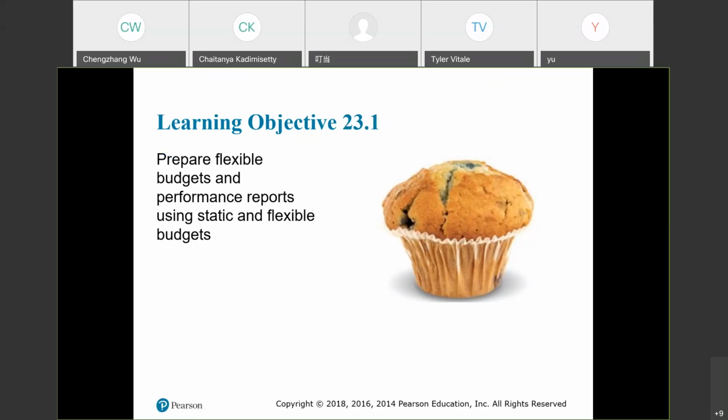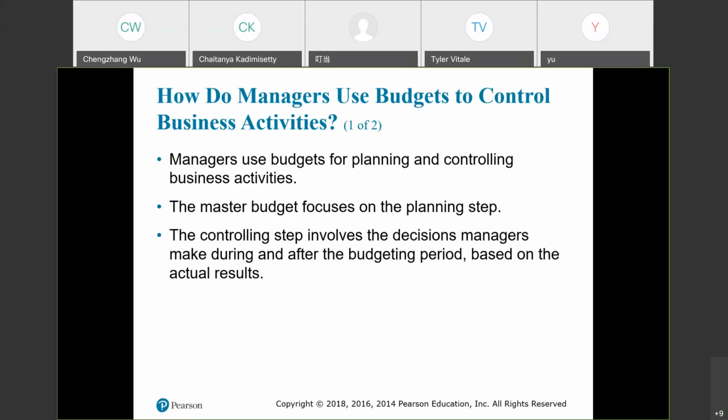Okay, let's get started with the introduction of preparation of flexible budgets. Previously, we discussed how managers use budgets for planning and controlling the business activities. In the previous chapter, we learned about the master budget. Master budget focuses on the planning step. But in this chapter, we'll focus on the controlling step as we look at the decisions managers make during and after budgeting periods based on the actual performance of the business.